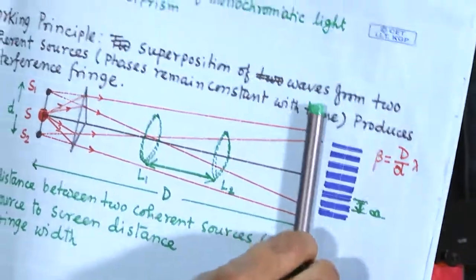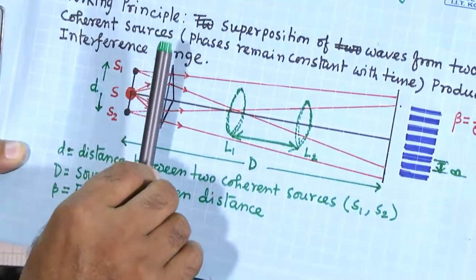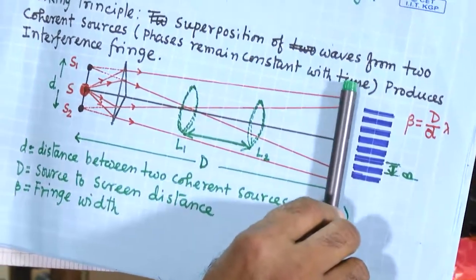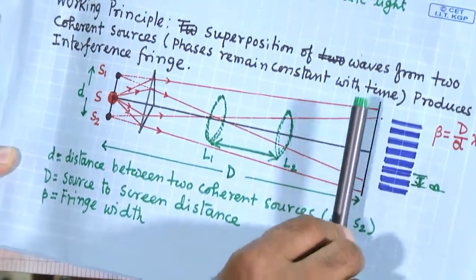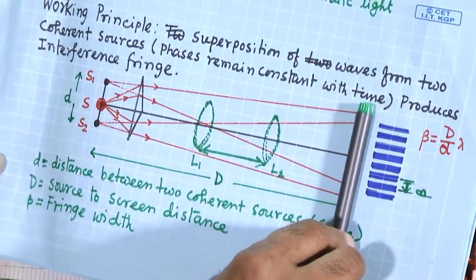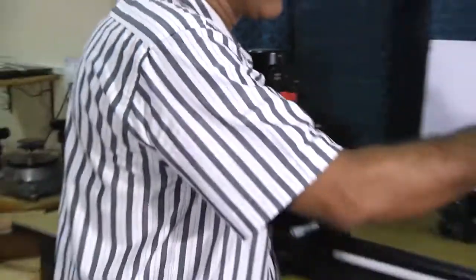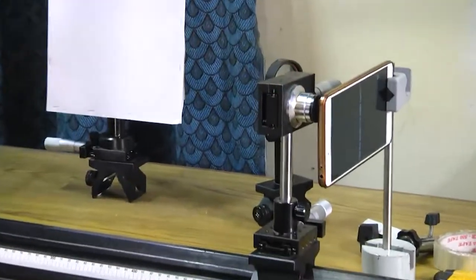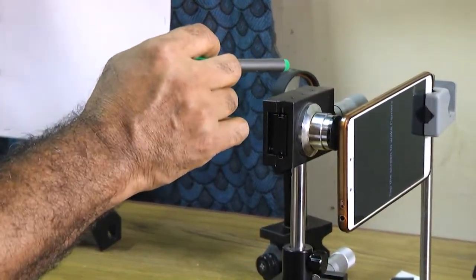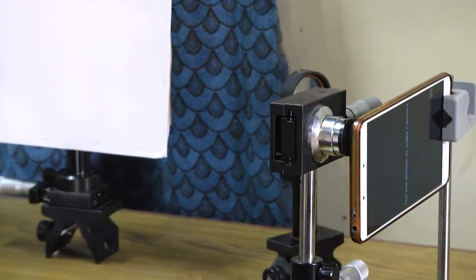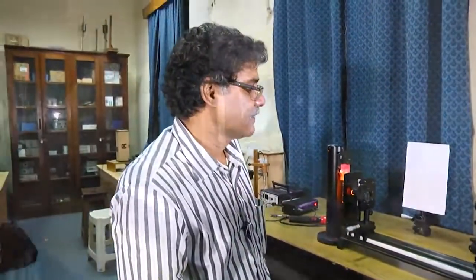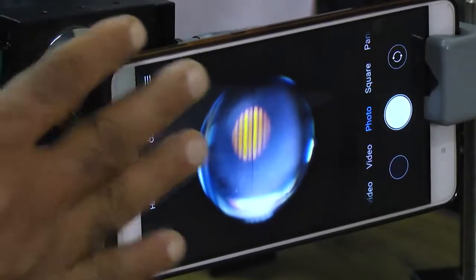So, this is the screen. Now you have the source, and the bi-prism, which I have shown you. Now, this is the screen. This screen is basically an eyepiece. On the plane of the crosswire, the fringes are formed. You can see this is the fringe, dark and bright. So, fringes are formed.